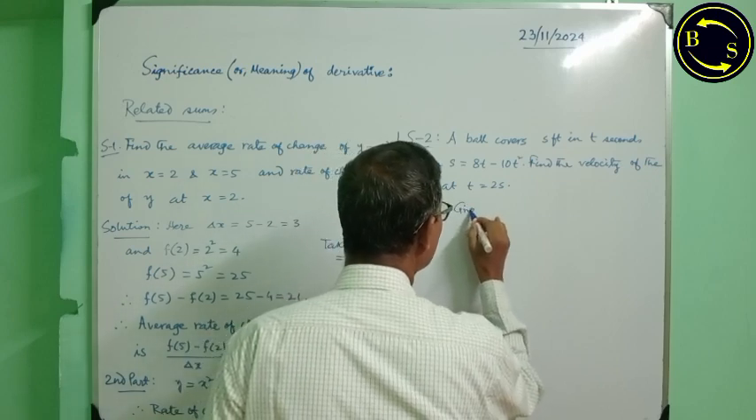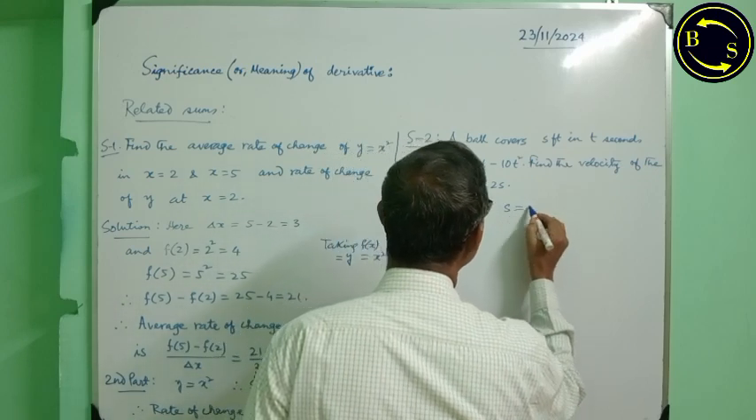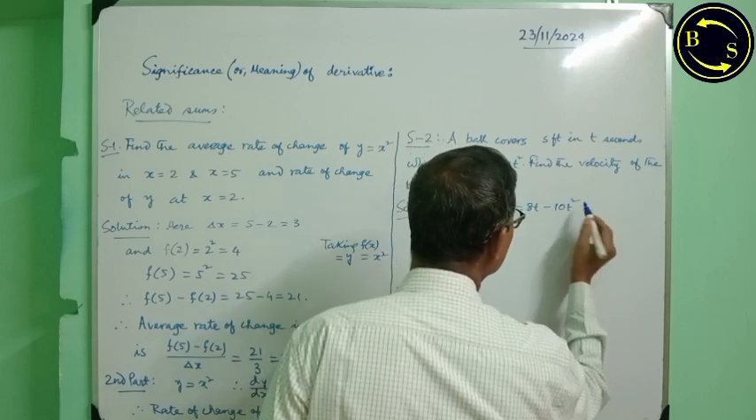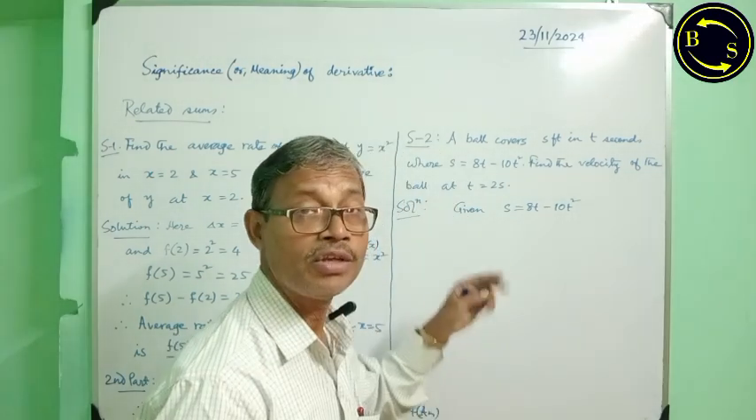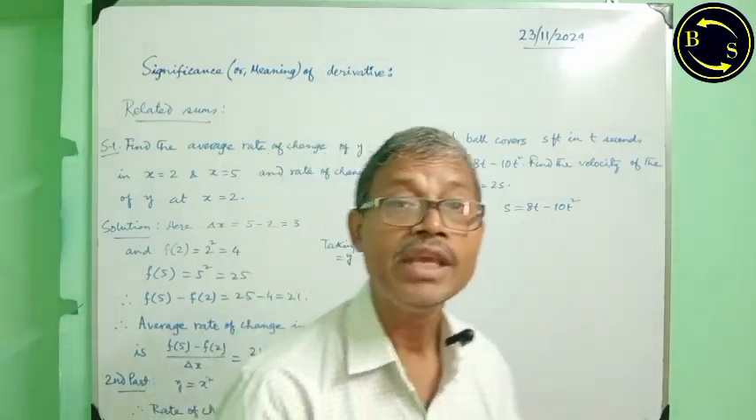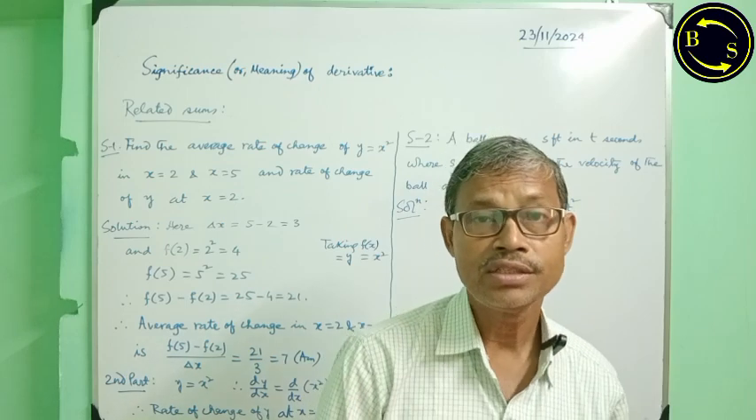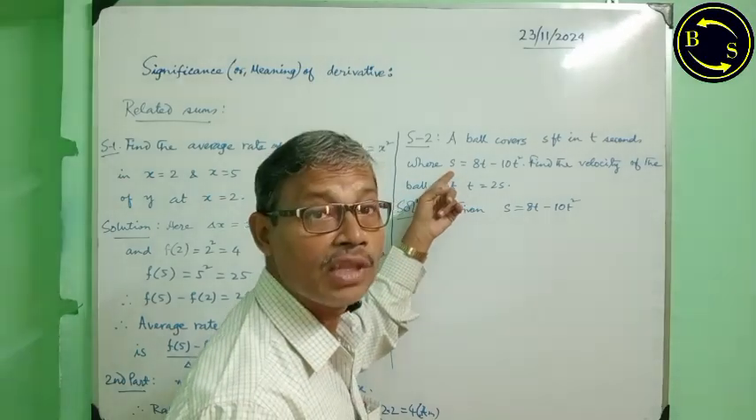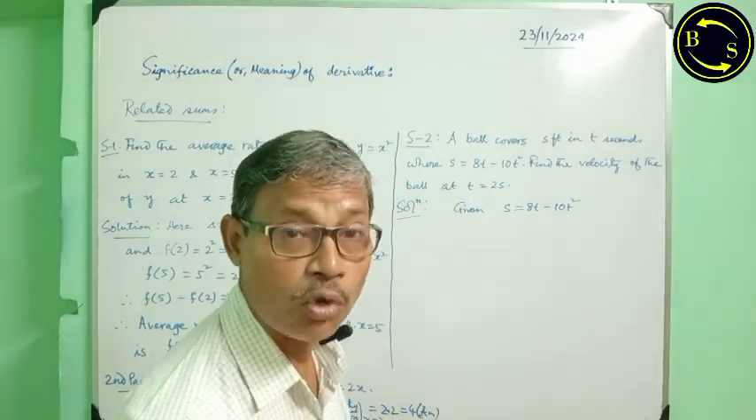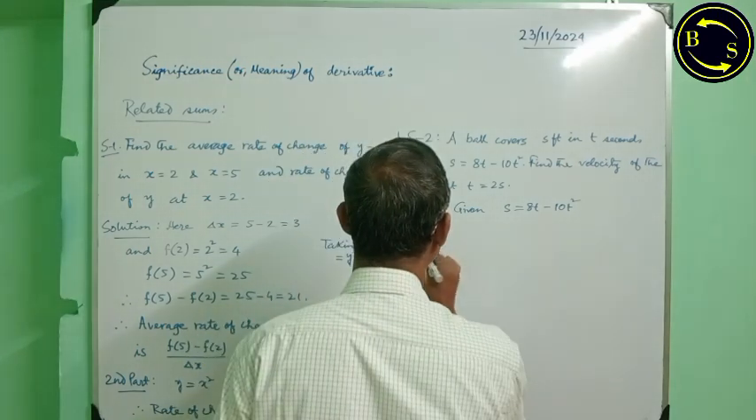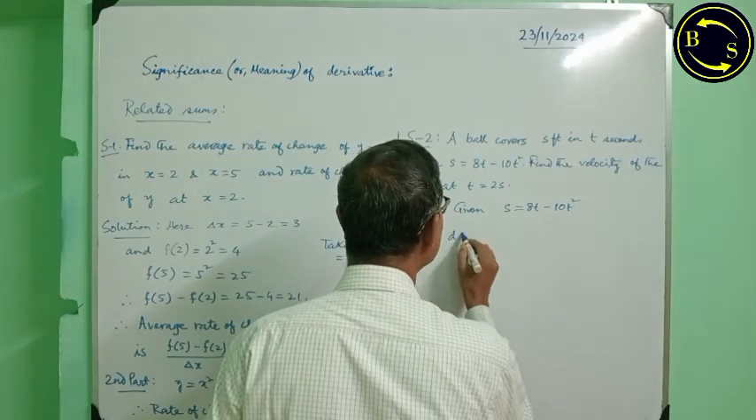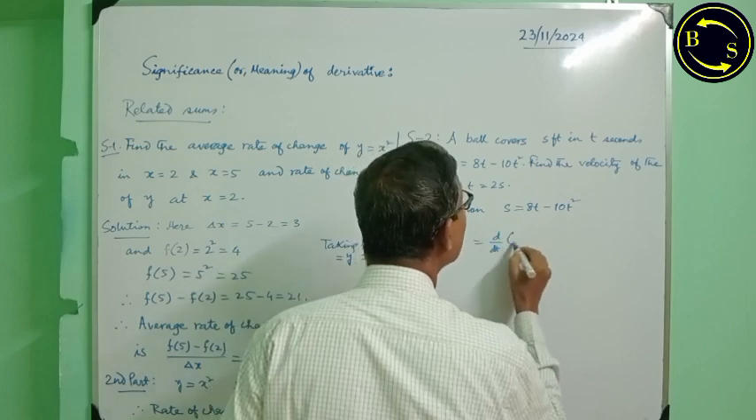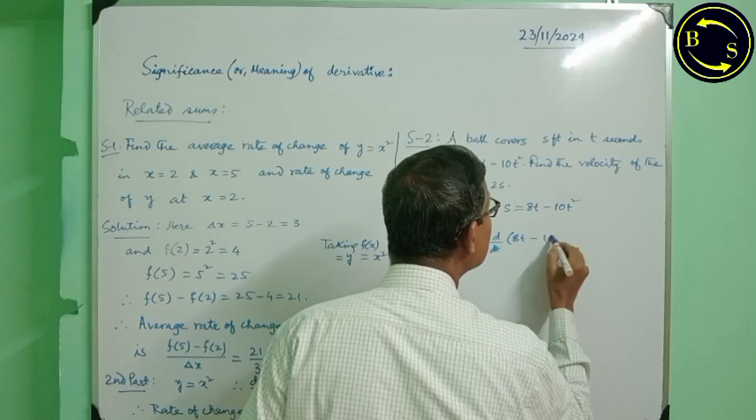Given s is equal to 8t minus 10t square. Now the velocity I have already deduced. In case of x(t), where x is the distance covered by the particle and t is the time, velocity is dx/dt. Here s is the distance covered by the ball, therefore ds/dt is equal to d/dt of (8t minus 10t square).